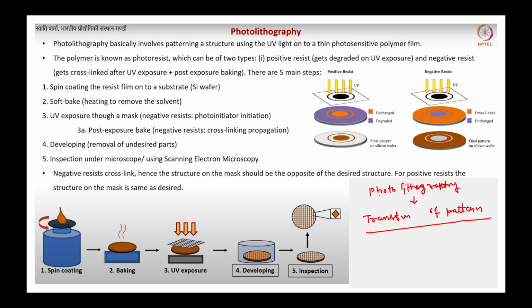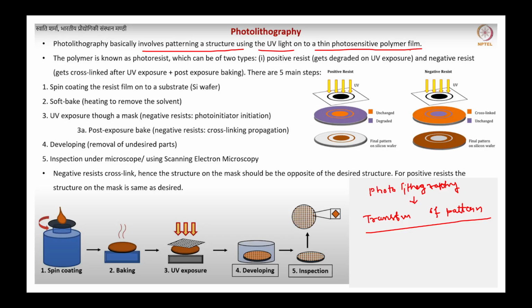Okay, by the name itself it is clear, the photo. There will be some kind of a design that needs to be transferred onto some sort of a substrate, whether it could be a flexible sheet, a silicon wafer, or whatever you take. Photolithography basically involves patterning a structure using UV light onto a thin photosensitive polymer film. So there will be a structure of certain design that needs to be exposed to UV light in order to transfer your pattern.